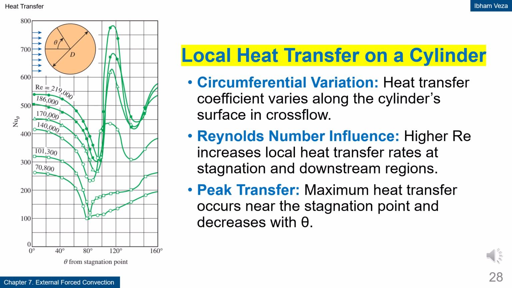Local heat transfer on a cylinder. This slide explains that the local heat transfer coefficient on a cylinder is not uniform along its circumference. The maximum value usually occurs near the stagnation point at the front of the cylinder. After that, the coefficient decreases as the angle increases due to boundary layer development and flow separation. Increasing the Reynolds number raises the overall heat transfer level. This pattern is important for designing cooling of cylindrical components.